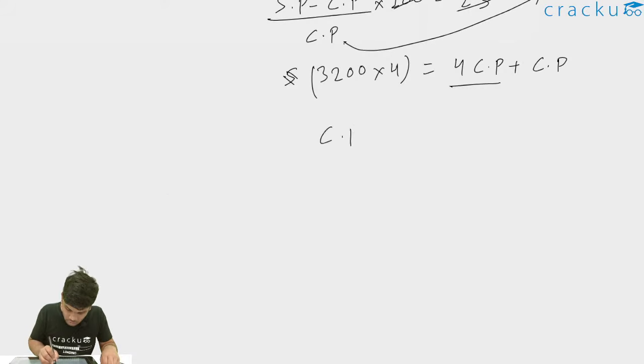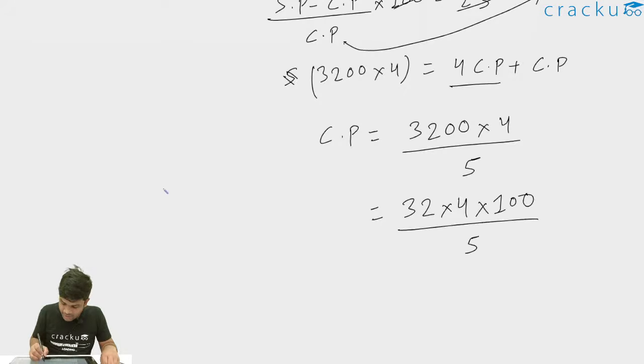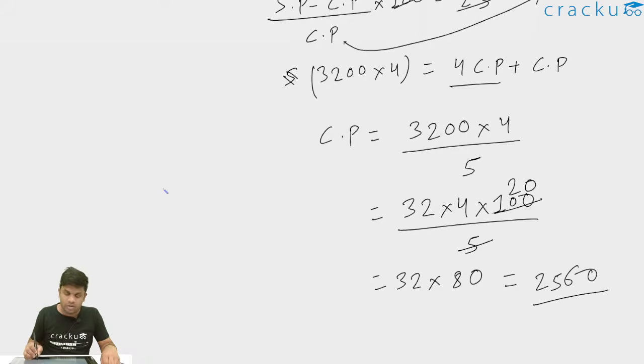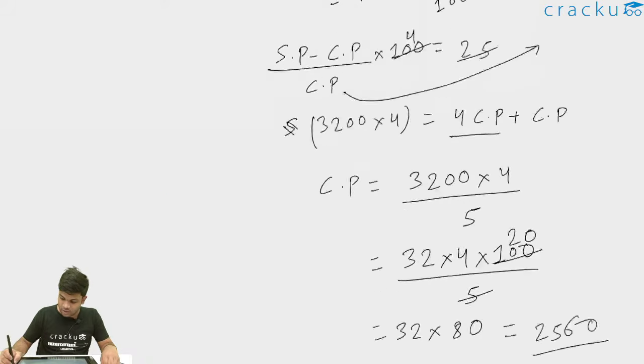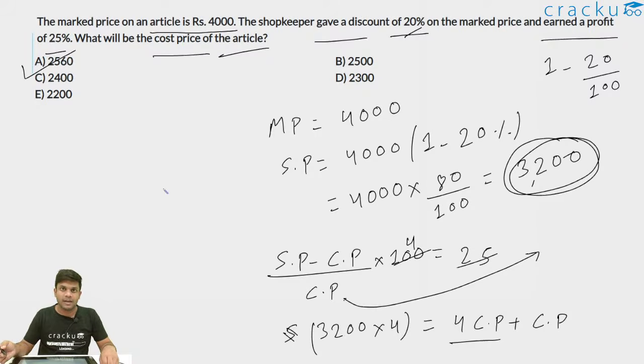So the cost price will be 3200 into 4 divided by 5. To make it easier, I will write it like this, divided by 5. So it will cancel out 20 times. So it is 32 into 80. And when you multiply it, you will get 2560. So our answer is 2560. So the cost price of the article is 2560, which is option number A.